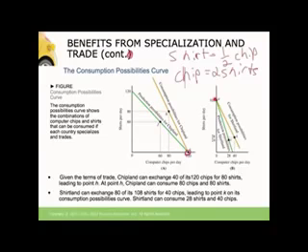The same is going to be true for Shirtland. Shirtland specializes in the production of shirts and can trade them at each shirt for a half a chip instead of each shirt for a third of a chip, which was their own opportunity cost. So their consumption possibilities curve is also outside of their production possibilities curve. So each country, when they specialize in what they have a comparative advantage in and then trade on the world market, can consume outside of their production possibilities curve. This is the gains from trade when we specialize in what you have a comparative advantage in.